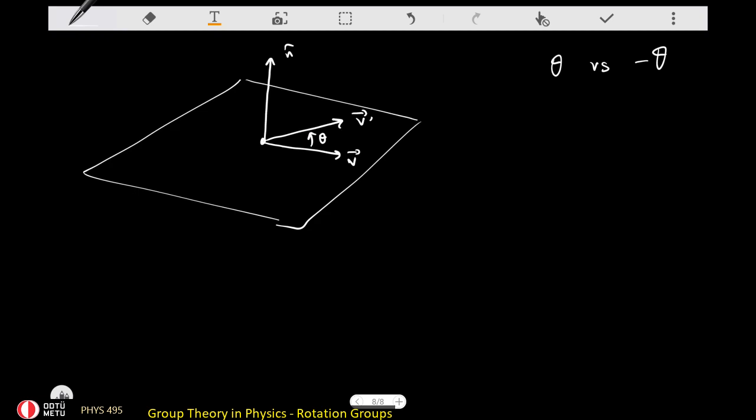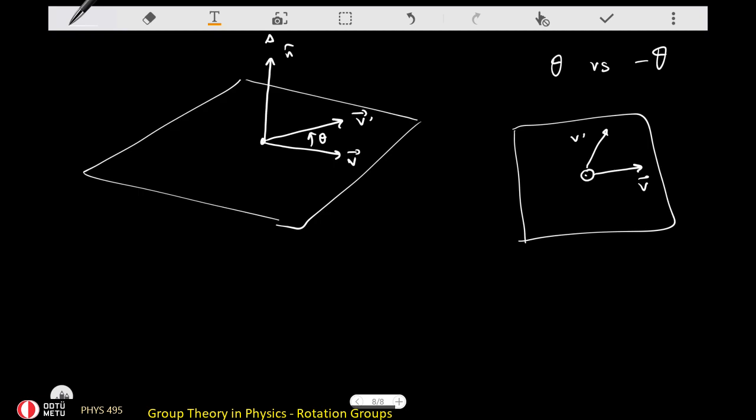Okay. So basically, if I look at this picture from this point of view, this is my eye, let's say, right? From my eye, I'm just looking at this picture. In that case, the vector n is going to be a vector which is pointing towards us. Vector v is like that, and vector v prime is like that. So that's basically a rotation by a positive angle.